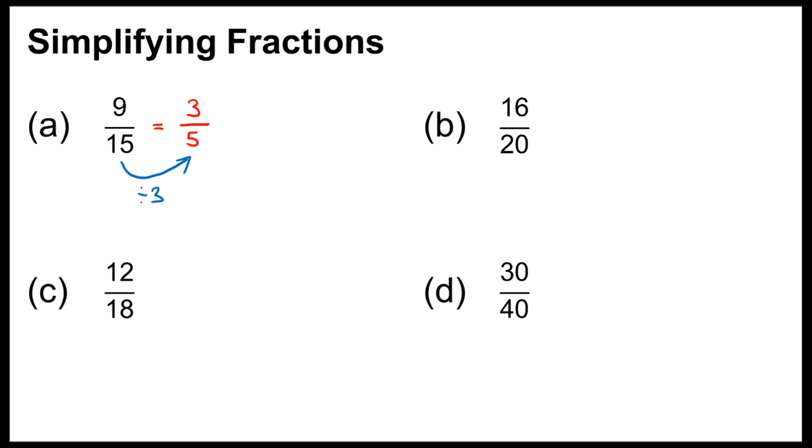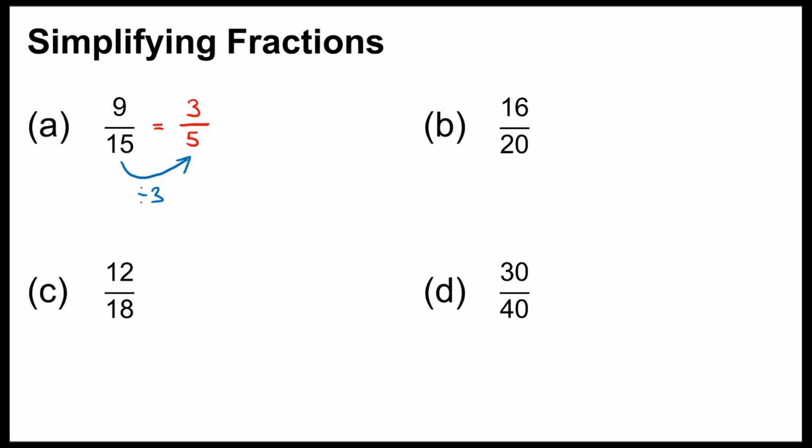This answer is fully simplified because there are no other numbers that divide into 3 and into 5 which leave both of them as whole numbers. For my second example, I'm going to simplify in stages.